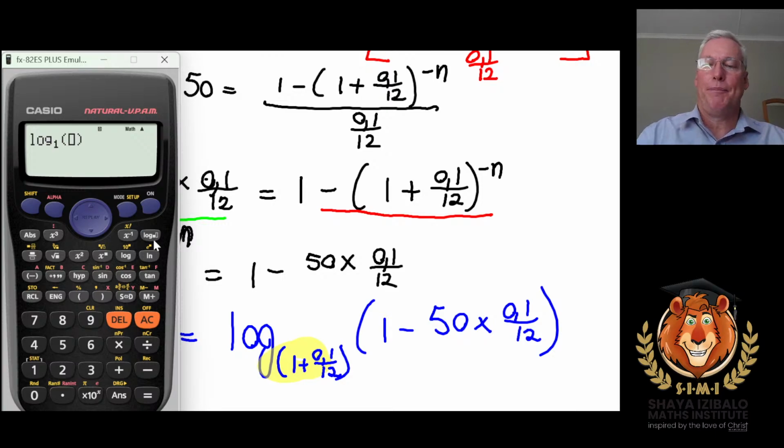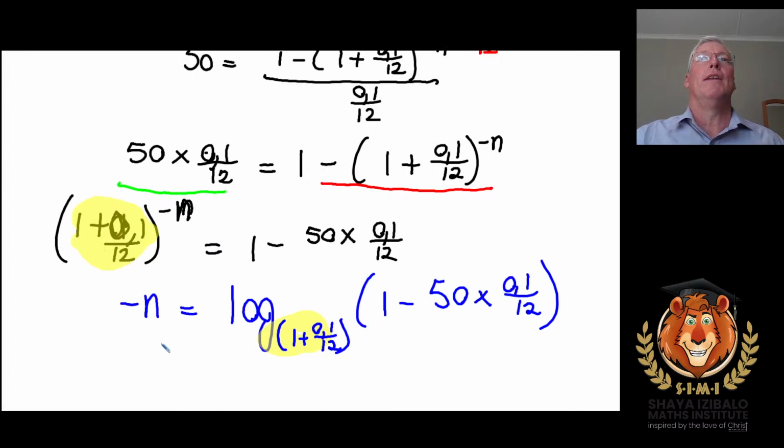So 1 plus fraction button 0.1 over 12, and then in here we've got 1 minus 50 times fraction button 0.1 over 12. I'm expecting a negative answer. The reason I'm expecting it, it's looking very close to 65, to the nearest month. Remember that that's negative n. So in fact, n equals 65.